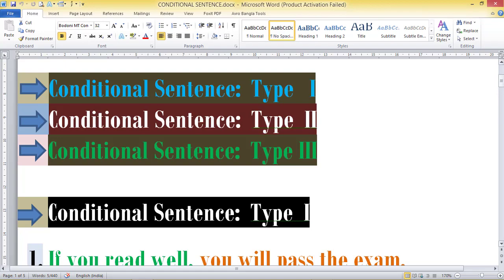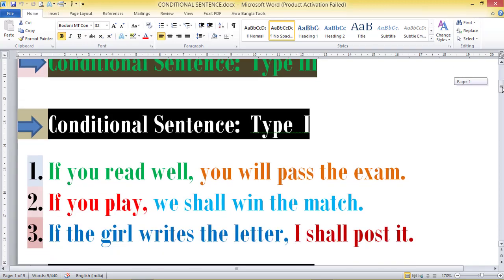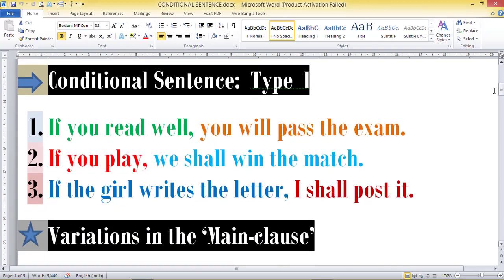Let's go to the first type of conditional sentence. In case of first type of conditional sentence, what happens? If you observe, you'll come to know. For example, the first sentence, if you read well, you will pass the exam. Here in this sentence, if you read well, this is the if clause, and you will pass the exam, this is the main clause.